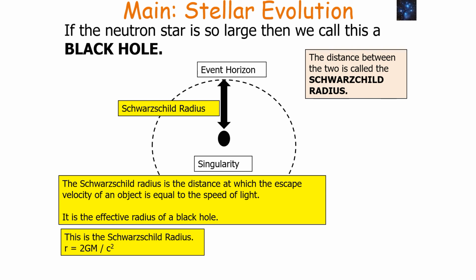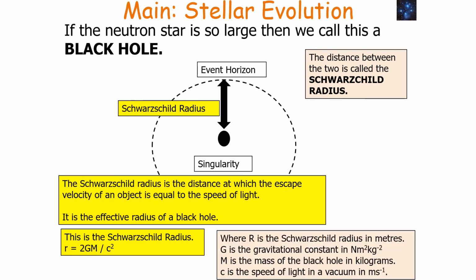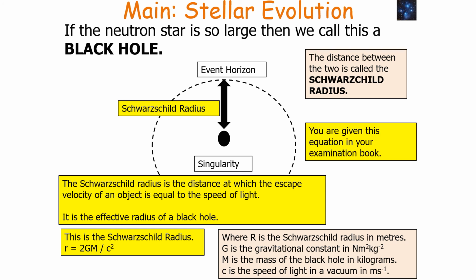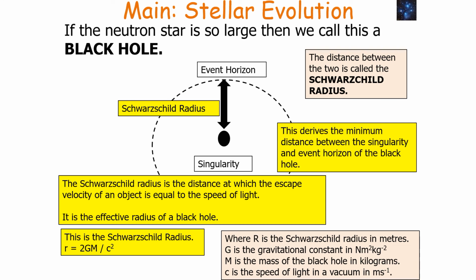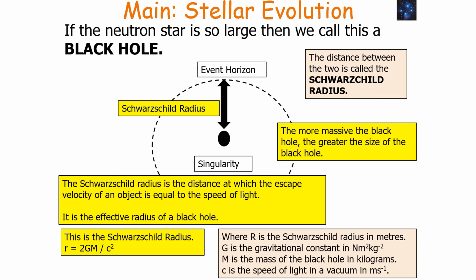R equals 2GM over c squared, where R is the Schwarzschild radius, G is the gravitational constant, M is the mass of the black hole, and c is the speed of light, which again is an equation given to you in your examination book, and this gives the minimum distance between the singularity and the event horizon of the black hole. The more mass of the black hole, the greater the size of the black hole.